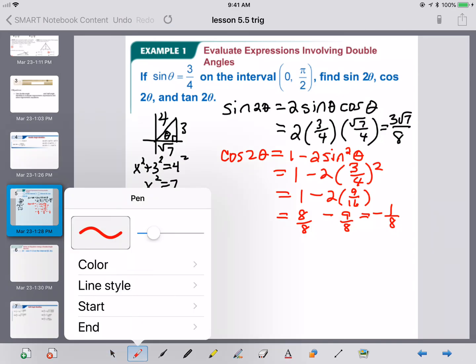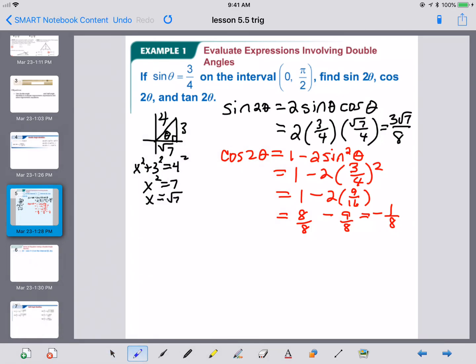Now the last one they asked for was the tangent of 2 theta. The tangent of 2 theta is 2 tangent of theta over 1 minus tangent squared of theta. But tangents, we know, are a combination of sines and cosines. So you can use the formula, but wouldn't this just be the sine of 2 theta over the cosine of 2 theta?